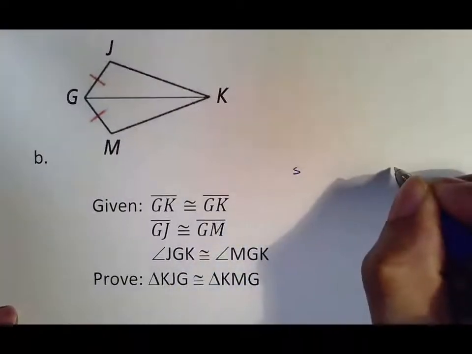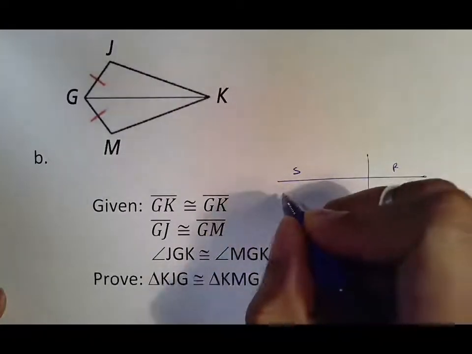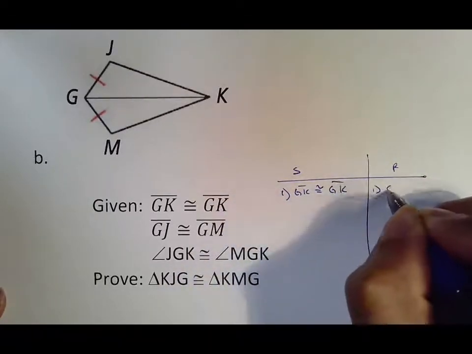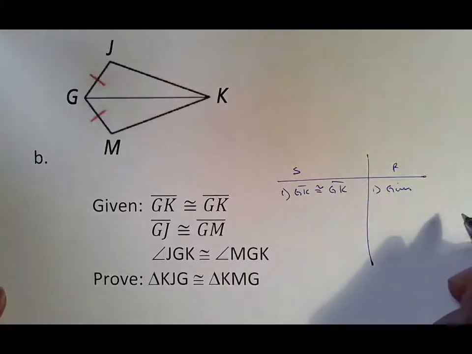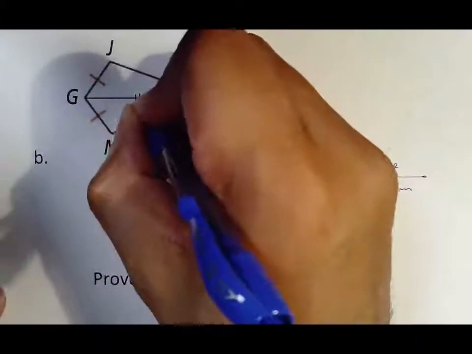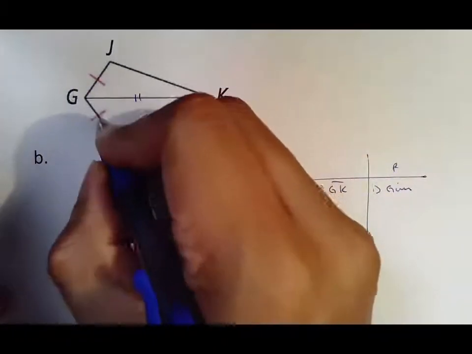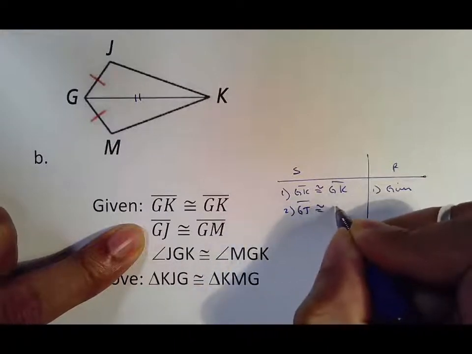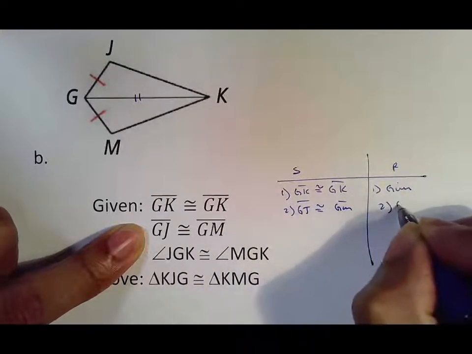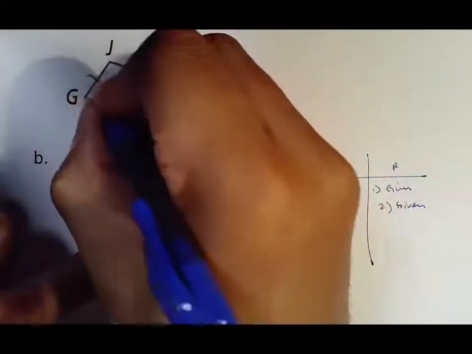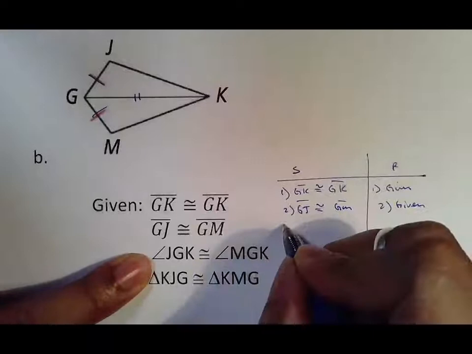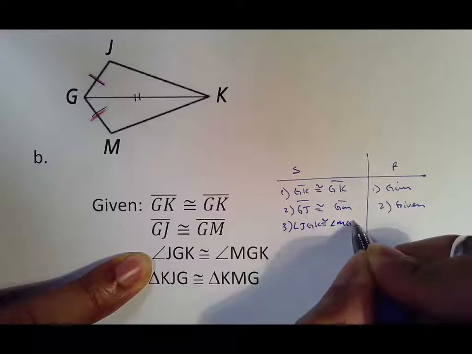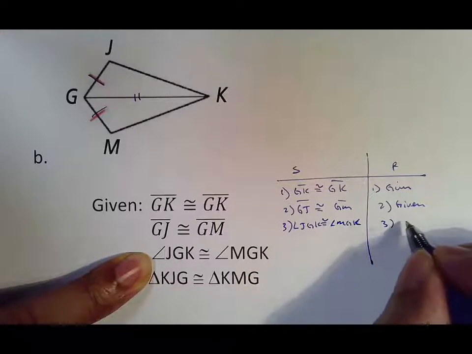Here, again, statements, reasons. Statement number 1, GK is congruent to GK. That is given. There will actually be another reason for that when you get into it, but a line is always going to be congruent to itself. You'll notice I use 2 marks because this is already marked with 1. They also have GJ congruent to GM, which is that one there that they already did. And then they have angle JGK congruent to angle MGK. And so that would also be given.